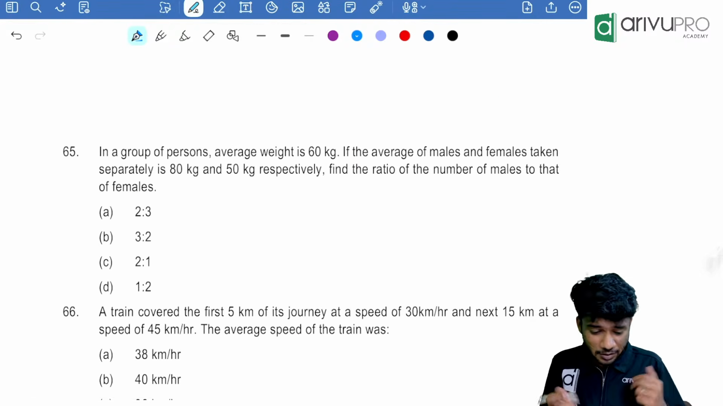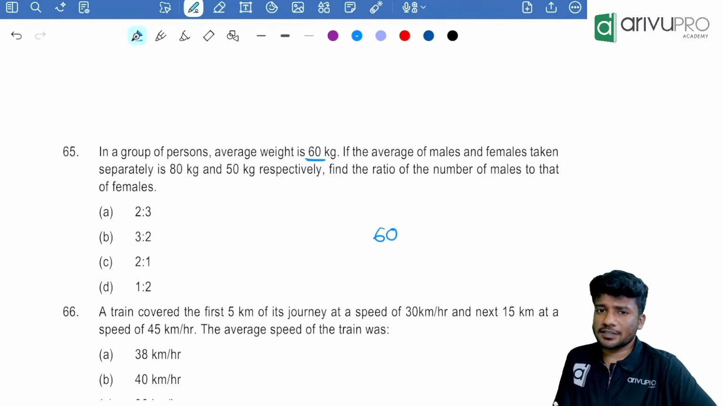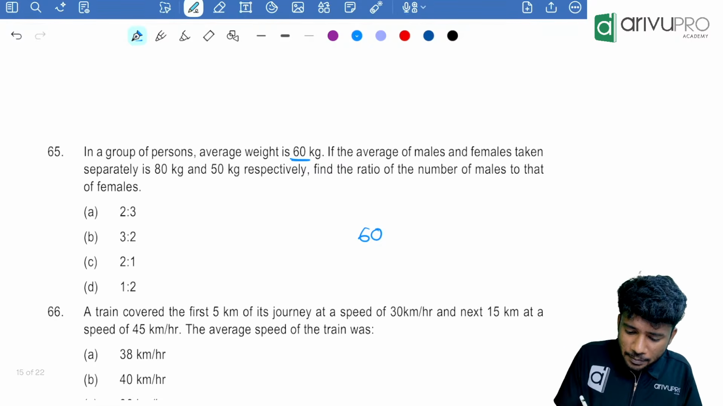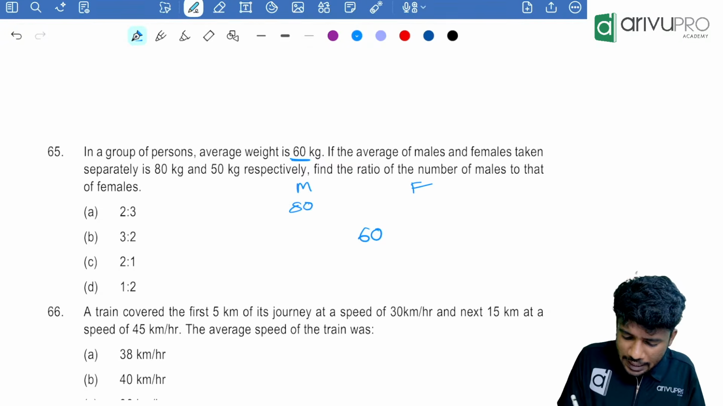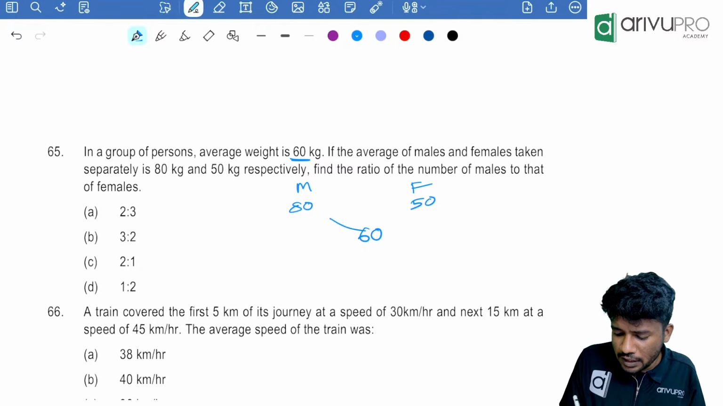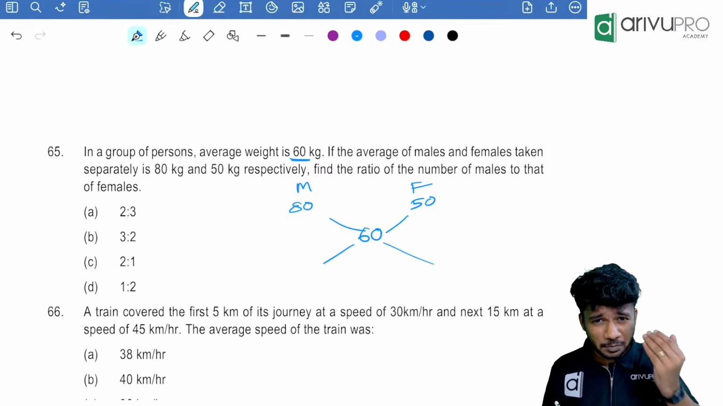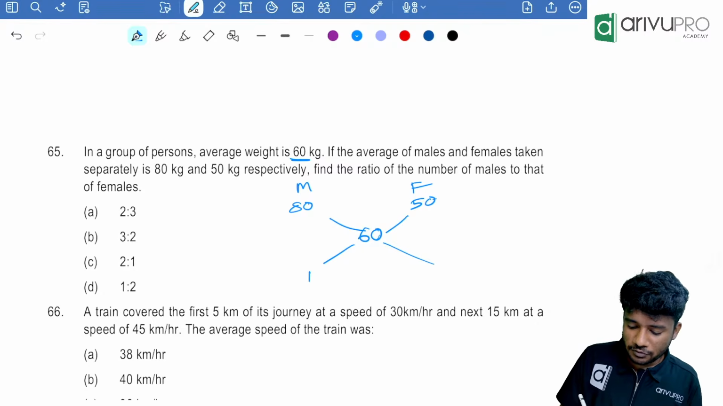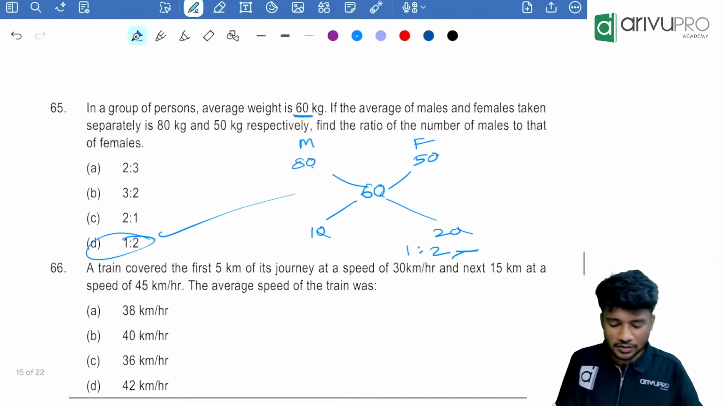Another allocation based question. In a group, the average weight is 60. Then, the average of males and females: males are there, then females are there. So, males average is how much? 80, and female average is how much? 50. Now, we need to find the ratio. Whenever ratios are involved like this, whenever average is involved in the middle, always use the method of allocation from our chapter 1. So 60 minus 50 is how much? 10. 80 minus 60 is how much? 20. So 0, 0 cancel. What is the ratio? 1:2 is the ratio. Option D is the answer.